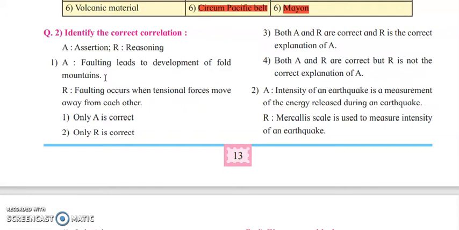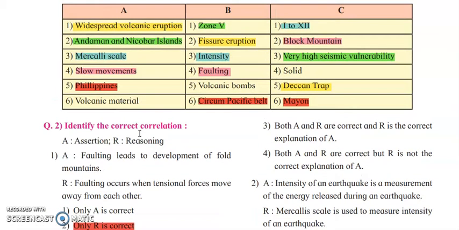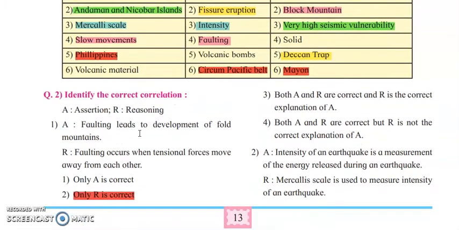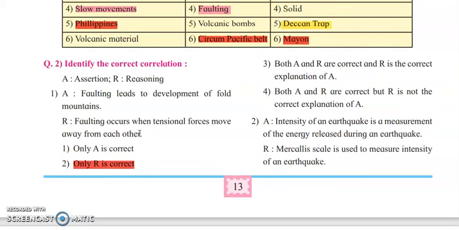And faulting occurs when tensional forces move away from each other. So here only R is the correct answer. Whenever the forces are away from each other, then only a stress is created in the middle, and because of that a fault is created. So only R is the correct answer. Faulting never causes a fold. It always causes a crack.